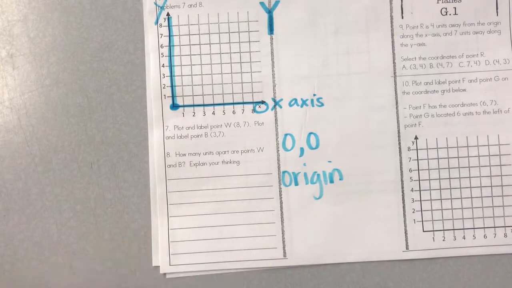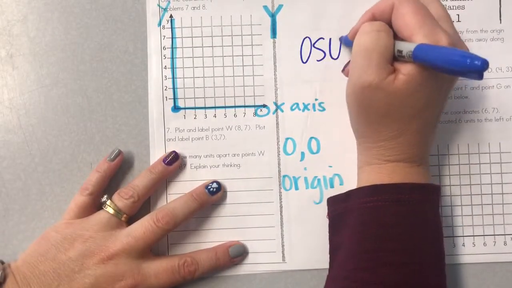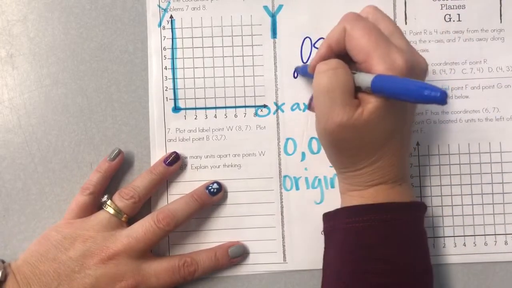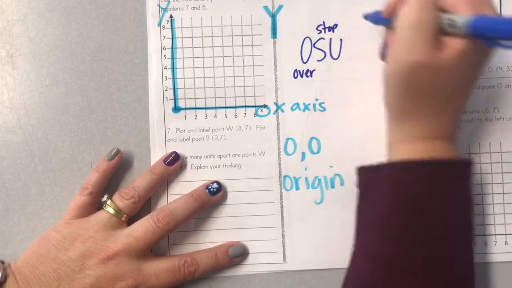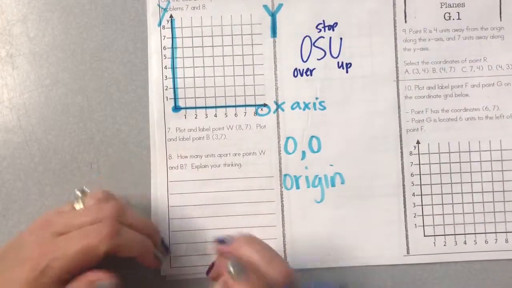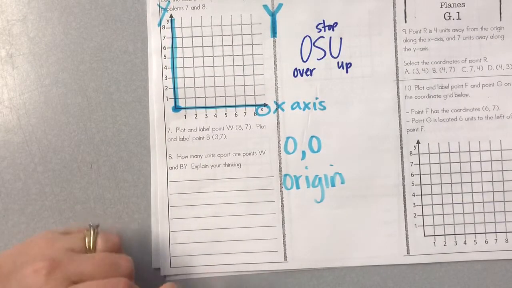Now, I know most of you are Buckeyes out there, and so there's a great way that we can remember how to work with the coordinate plane, and that is OSU. And the reason why we would say OSU is because we always go over, then we stop, and then we go up.